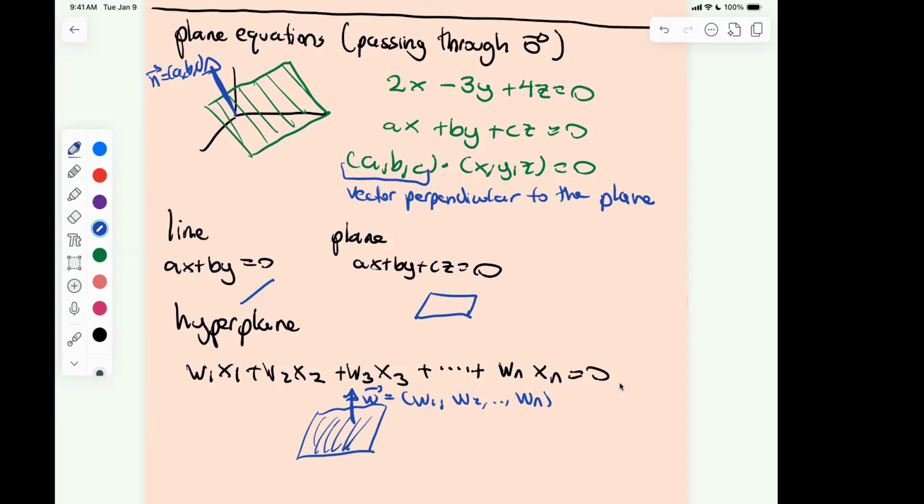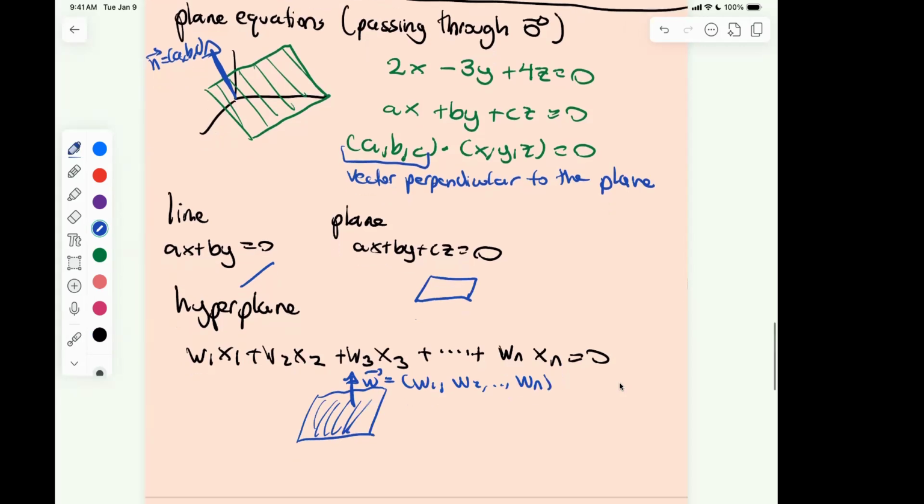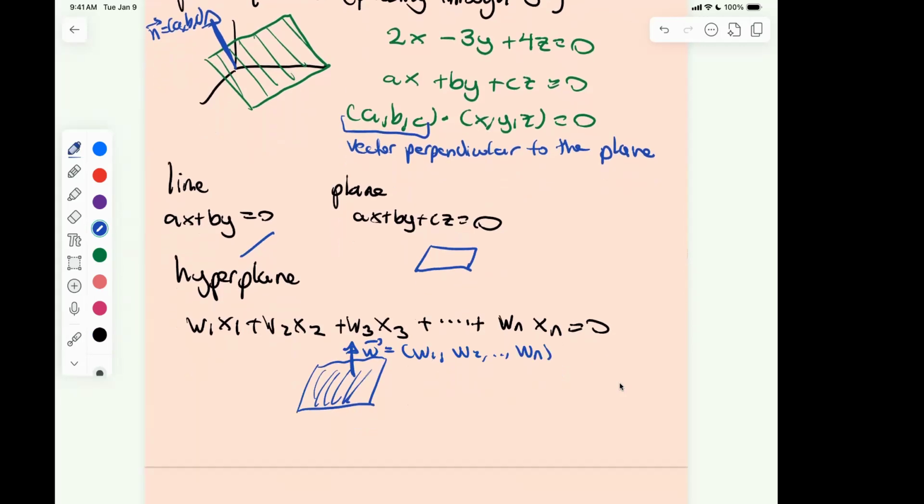Is that making sense? I just wanted to remind you that a plane or its generalization is specified by this normal vector. That's the only reason why I'm mentioning this. This is because they all pass through the origin, so there's nothing else you have to say since you want them to go through the origin. So a hyperplane requires a normal vector, which I'll call W for now.